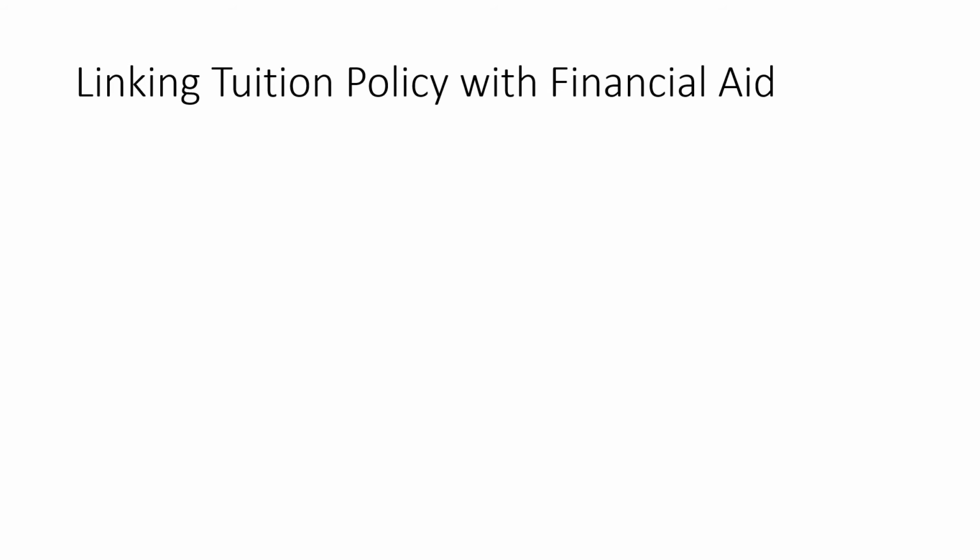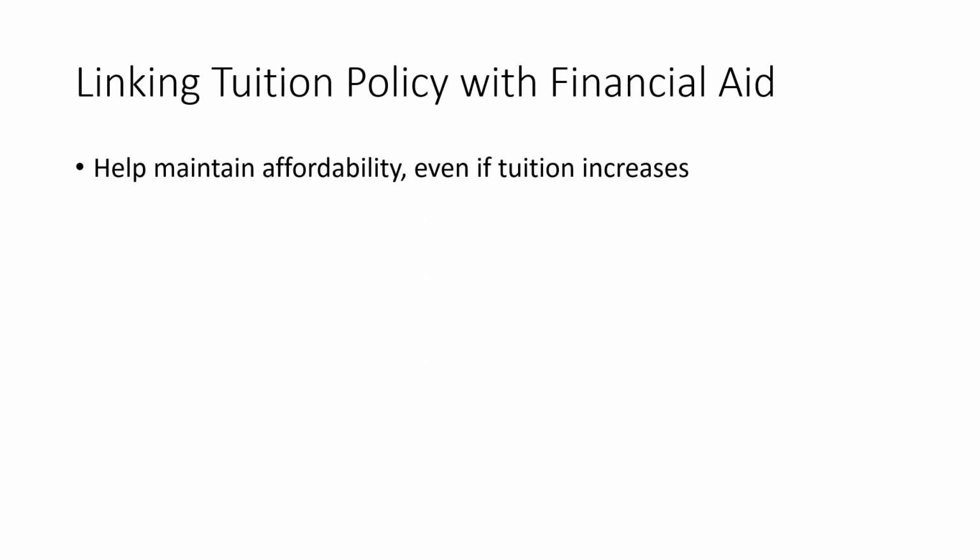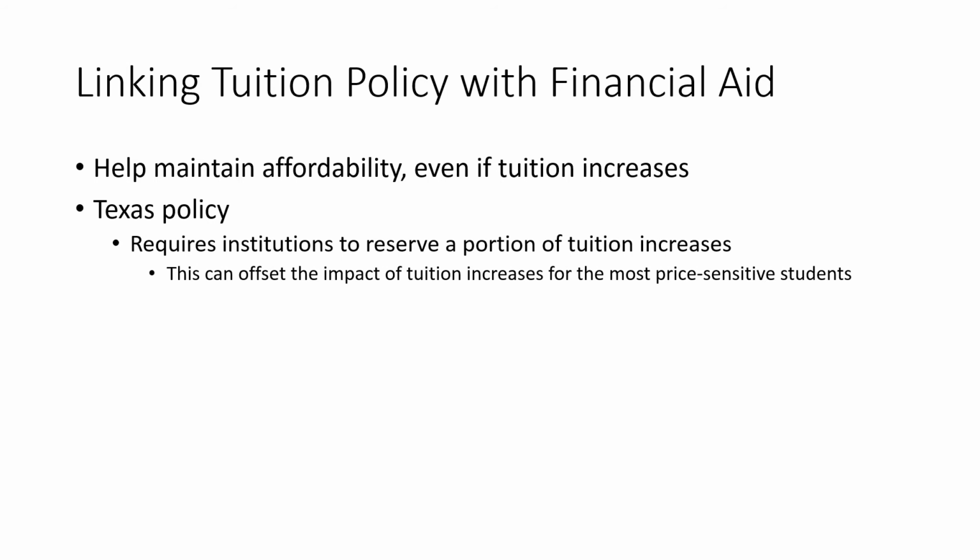Okay, linking tuition policy with financial aid can help maintain affordability even if the tuition increases. A policy such as the one Texas uses to require institutions to reserve a portion of tuition increases can offset the impact of tuition increases for the most price sensitive students. So if you put a portion back into the reserve, this will help future students because, as we all know, tuition goes up and down based on how many students are there, or kind of supply and demand, if you will. So this will ensure that that has no impact on the student if tuition increases.